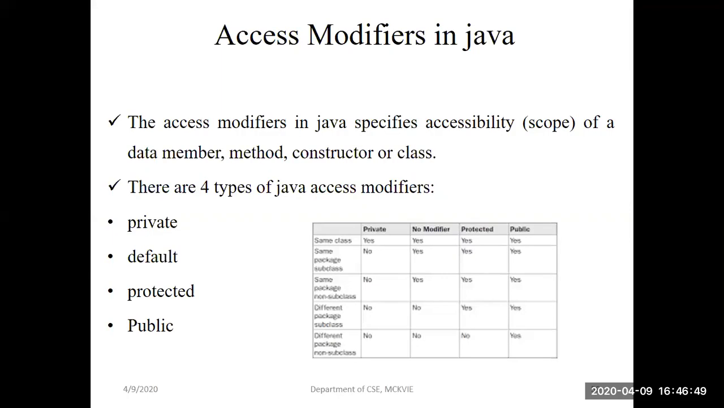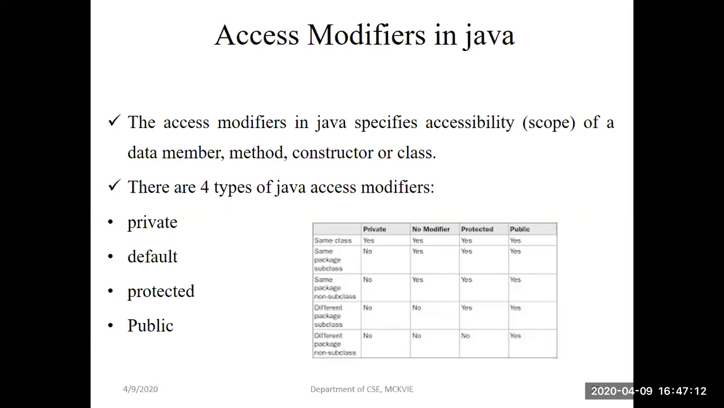Understood? So if this is public, you can access it. You can access the data members anywhere in these 5 cases, whether it is in the same class, or in a different class: same package subclass, same package non-subclass, different package subclass, different package non-subclass.